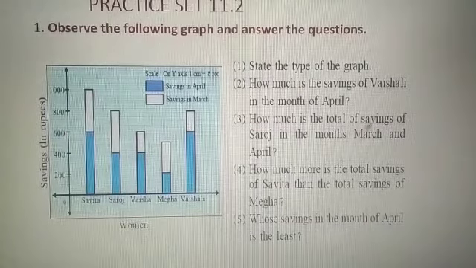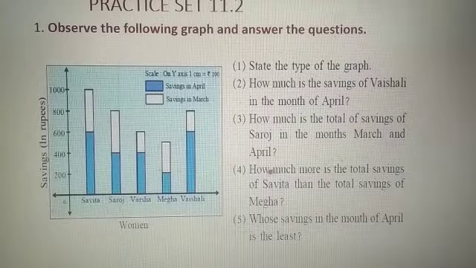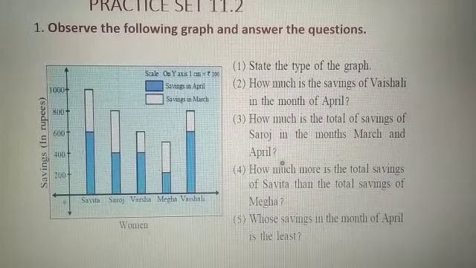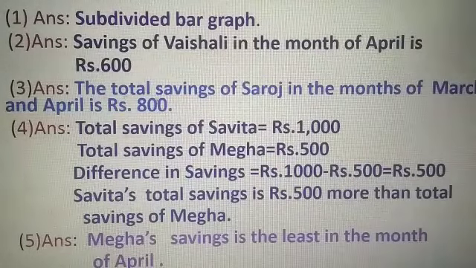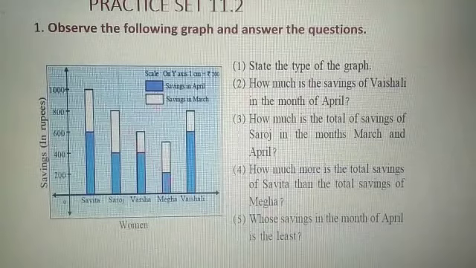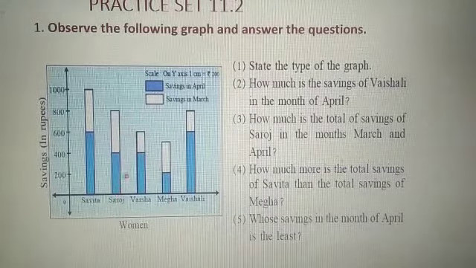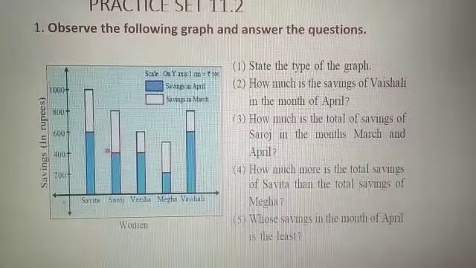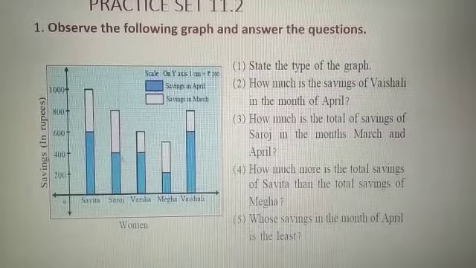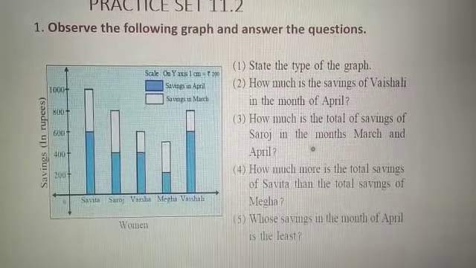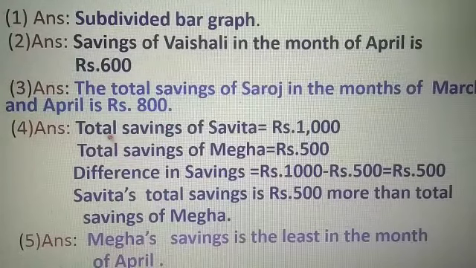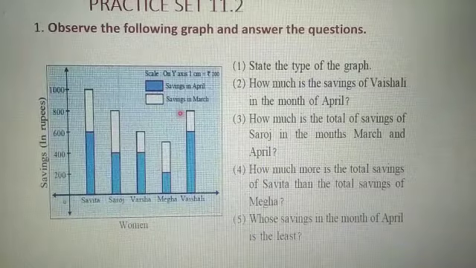Now the next question. How much is the total of savings of Saroj in the months of March and April? We have to find the total saving of Saroj in both months. The total saving of Saroj in March and April is 800. See how it is 800. This is the bar of Saroj. Here it is 400 in the month of April, and above that up to 800 is again 400. So 400 in April and 400 in March. So the total saving is 800. That's why the third answer of this exercise is that the total savings of Saroj in the months of March and April is rupees 800. Now let's see the fourth question.